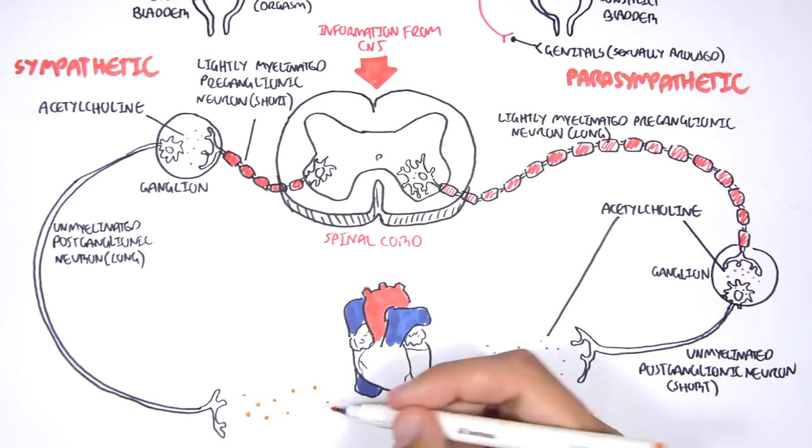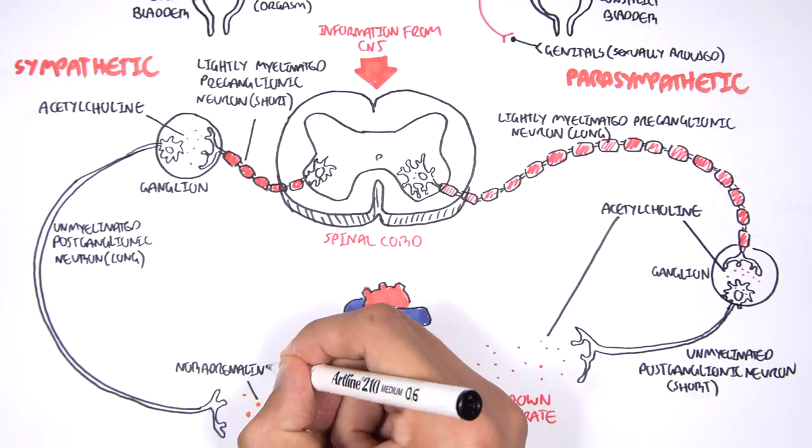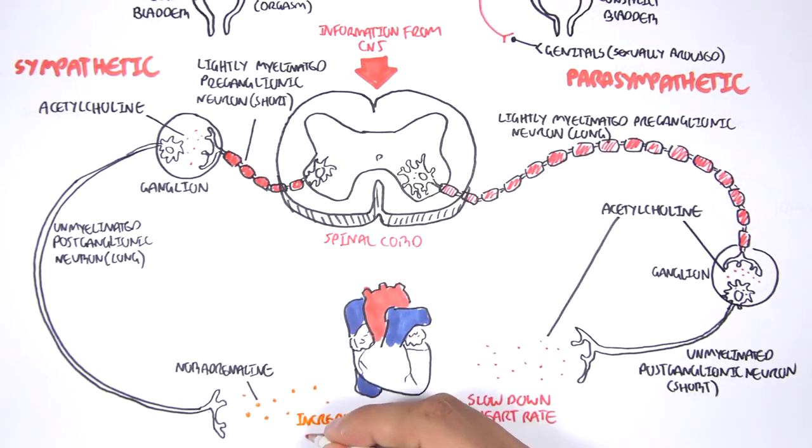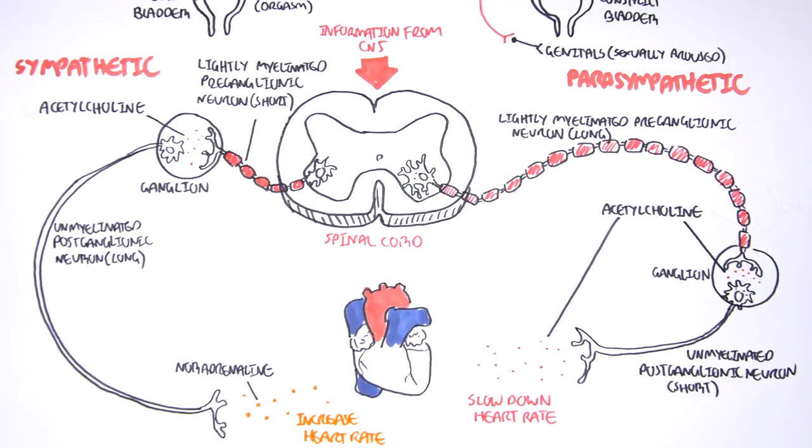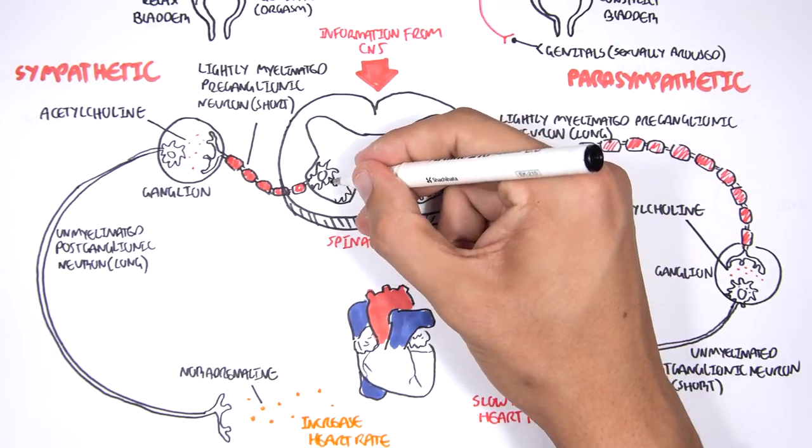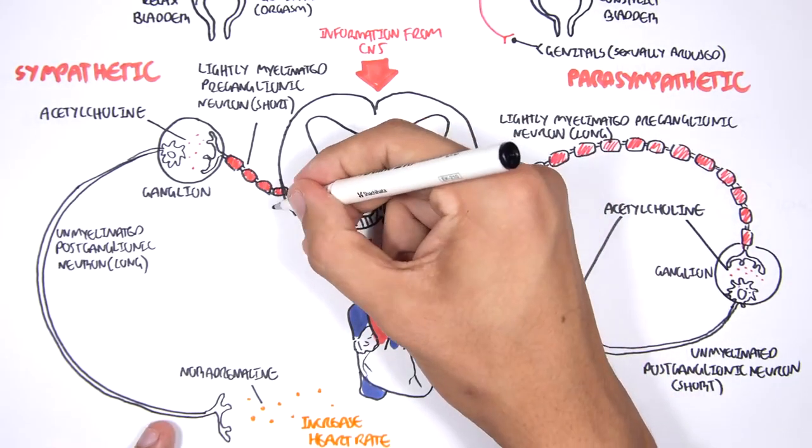This postganglionic neuron will release the neurotransmitter noradrenaline to target the heart and to increase the heart rate. So if you look at this diagram, you can see some differences in preganglionic and postganglionic neurons of the sympathetic and parasympathetic nervous system. One is short, one is long, and it's opposite for both nervous systems.